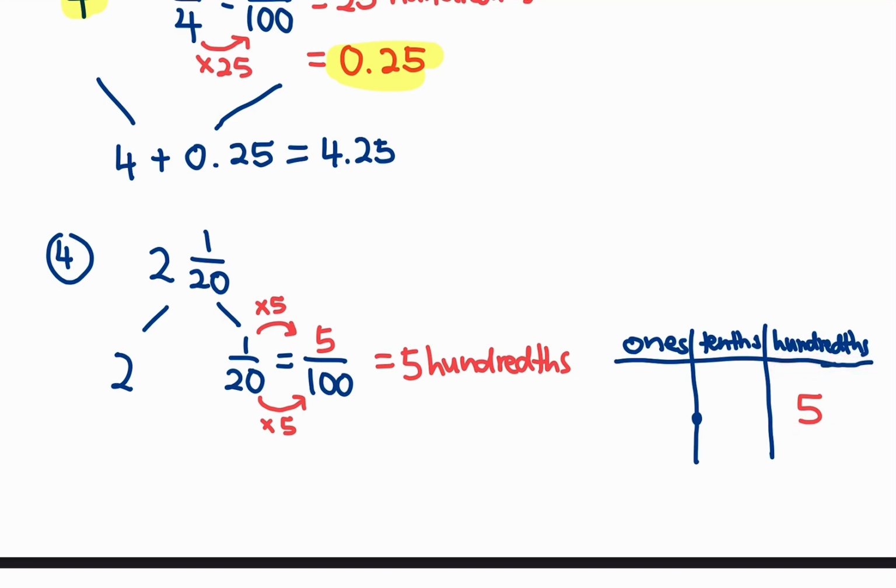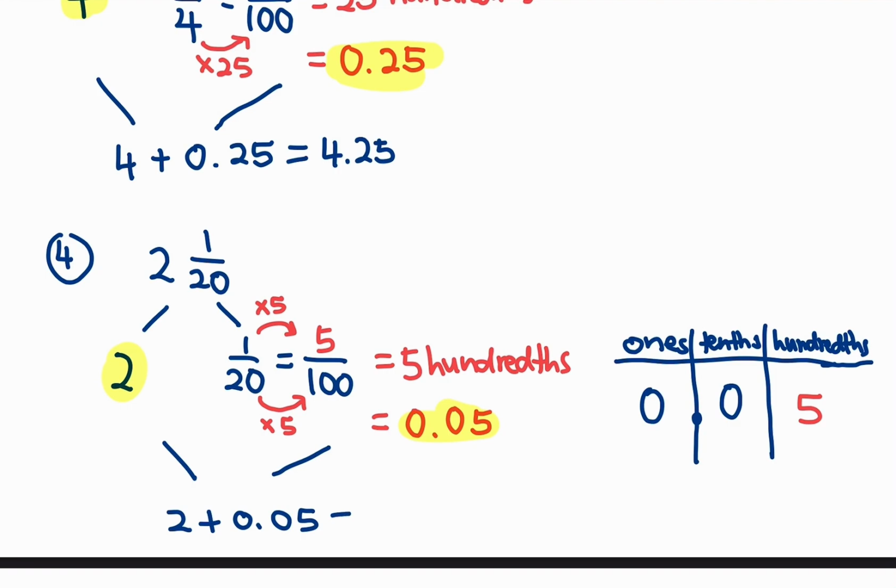What's next? You must put a 0 at the ones and a 0 at the tenths. Yes, they must all have their placeholders. Okay, so what's the answer? 0.05. Am I done? What must I do? Okay, so what do you take? 2 plus 0.05 equals to? Easy? Okay? Good.